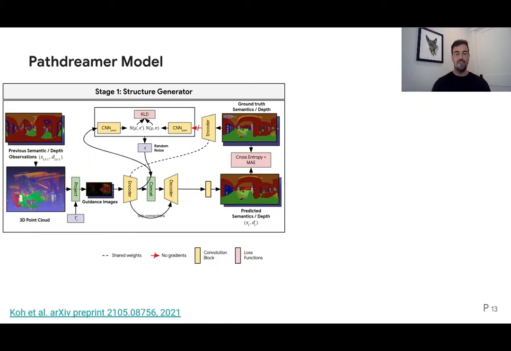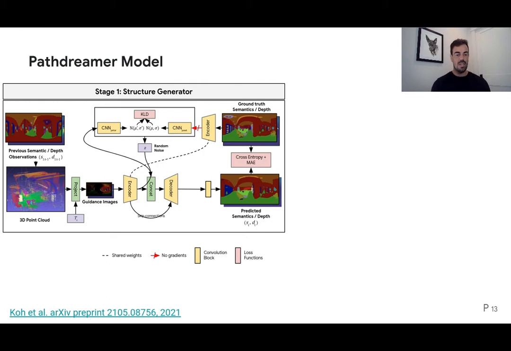So let's dive in and have a little look at the details of this model. It's based on 2 stages. The first stage is a structure generator that deals with the segmentation and depth components. And so the model actually takes in segmentation images and depth images as an input. Now, these could be predictions from another model, but in what I'll show you today, we're using ground truth depth and segmentation inputs.